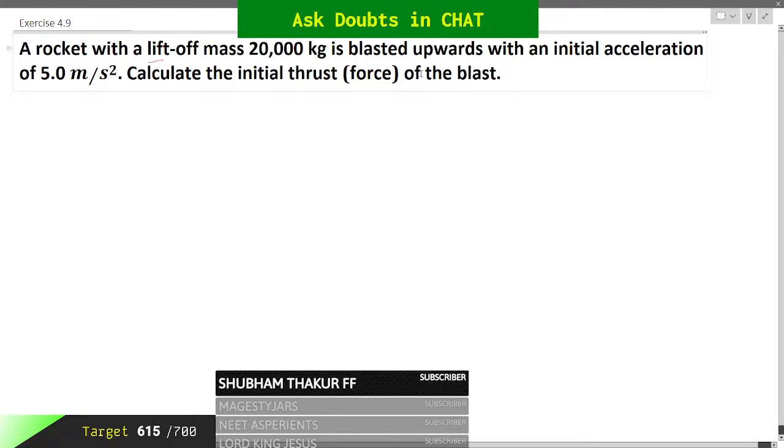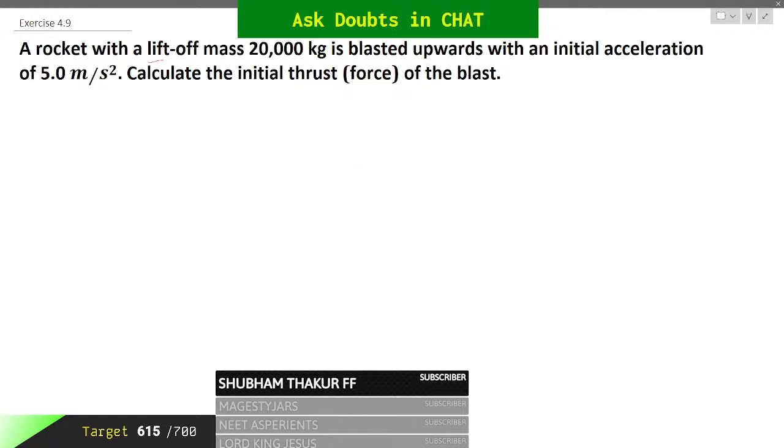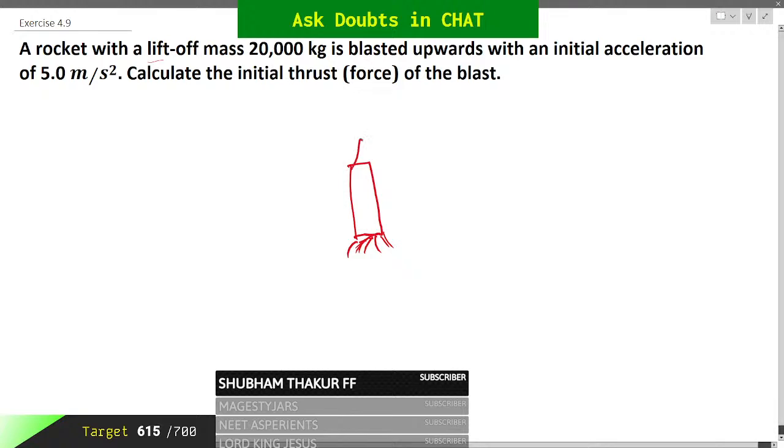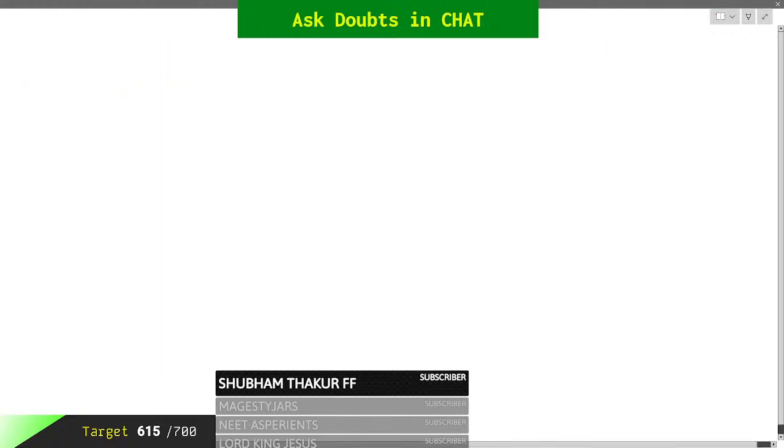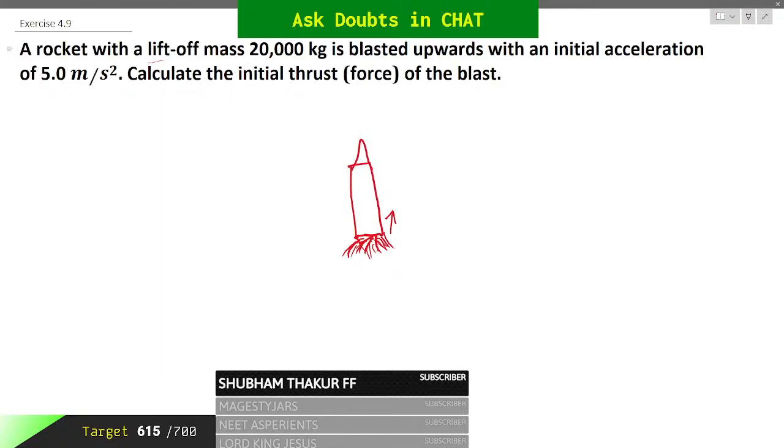So here we should understand the scenario. When a rocket propels upward, it ejects a huge amount of gas, or whatever fuel it is running on, and the reaction or the thrust force is given upwards. So here we have to calculate the initial thrust if the acceleration is 5 meters per second square.